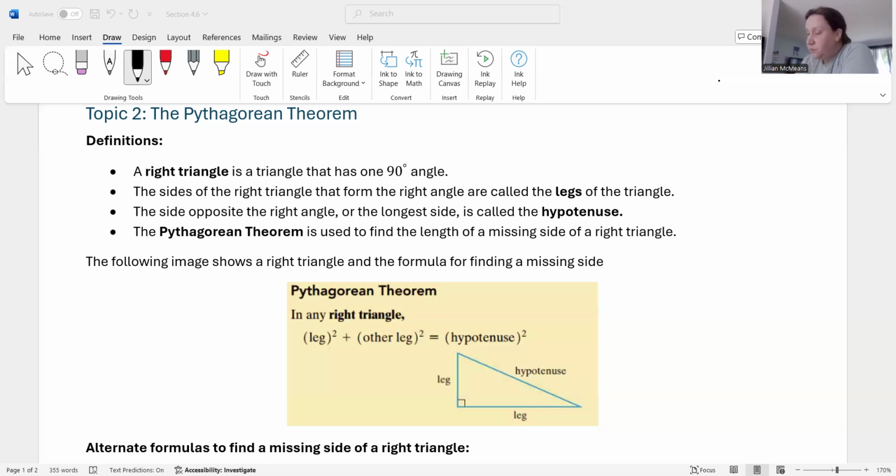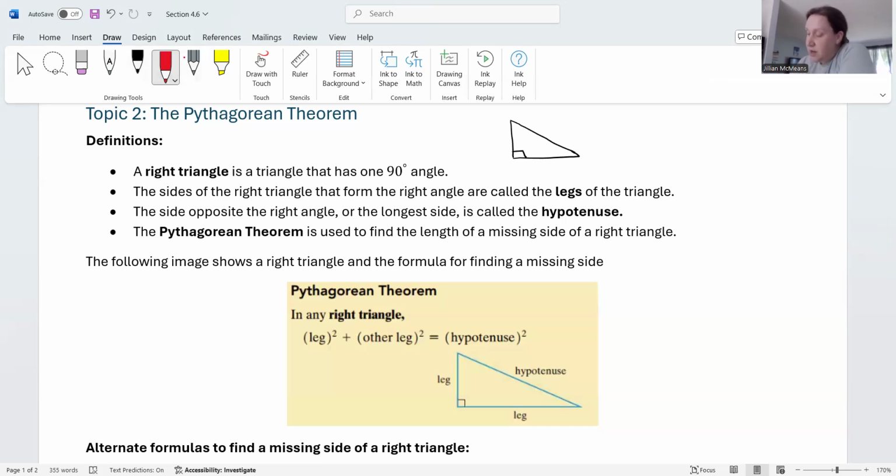So a right triangle is a triangle that has one 90-degree angle. You may have forgotten 90-degree angles from the last time you were in a math class, but they are the angles that make up the perfect corner of a square or a rectangle. That's a 90-degree angle, okay? So if you took a square or a rectangle and cut it down the diagonal, it creates two right triangles.